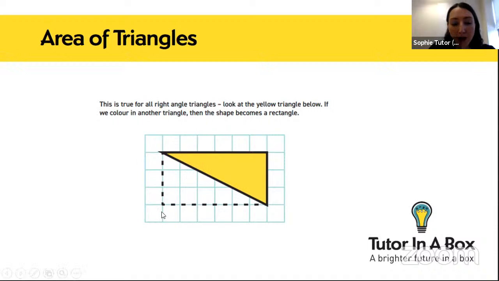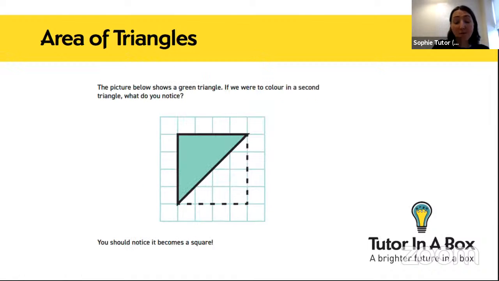So for example, here we could do 1, 2, 3, 4, 5, 6, we're counting the squares here, 7, 8, 9, 10, 11, 12, 13, 14, 15, 16, 17, 18. So if the area of the whole square is 18 centimetres, we're going to halve that to get the area of the triangle, which is going to give us 9 centimetres squared. So the area of the triangle there is going to be 9 centimetres squared.